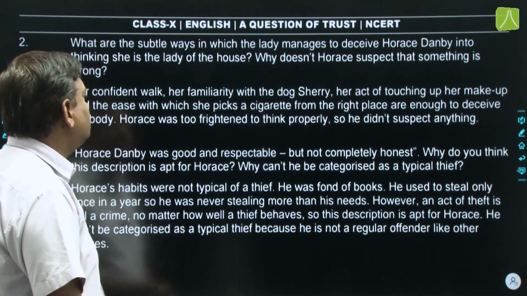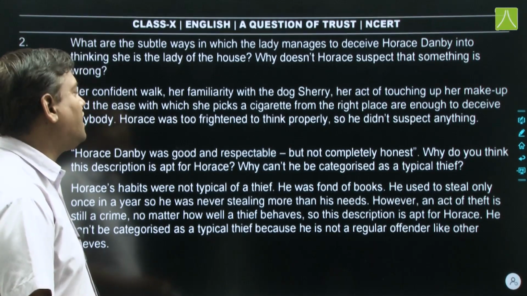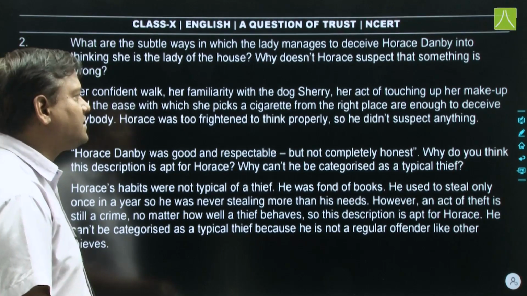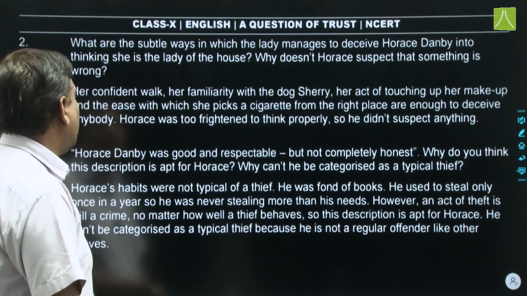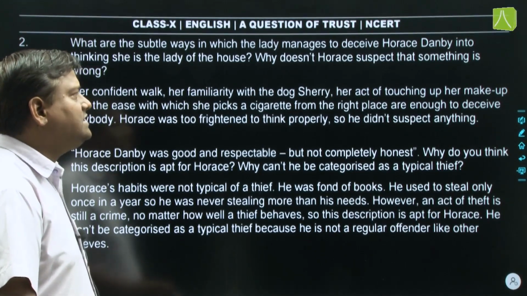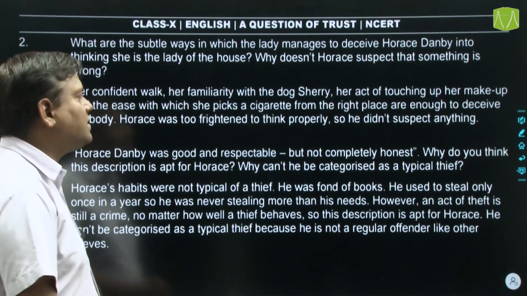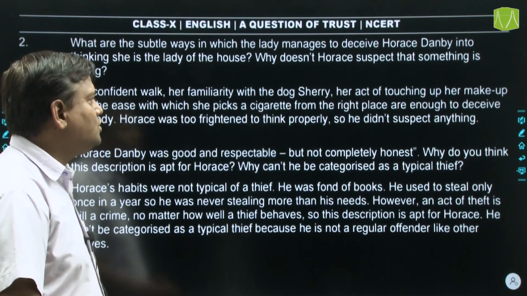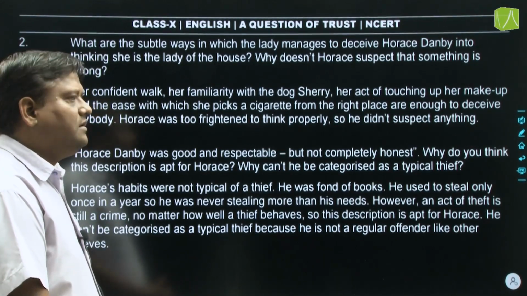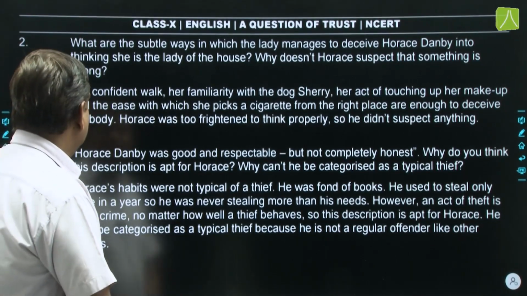Her confident walk, her familiarity with the dog Sherry, her act of touching up her makeup, and the ease with which she picks a cigarette from the right place are enough to deceive anybody. Horace was too frightened to think properly, so he didn't suspect anything. As we discussed earlier, Horace was very frightened, so he was not in a situation to think properly, and the lady was successful in befooling him. So this was the answer.